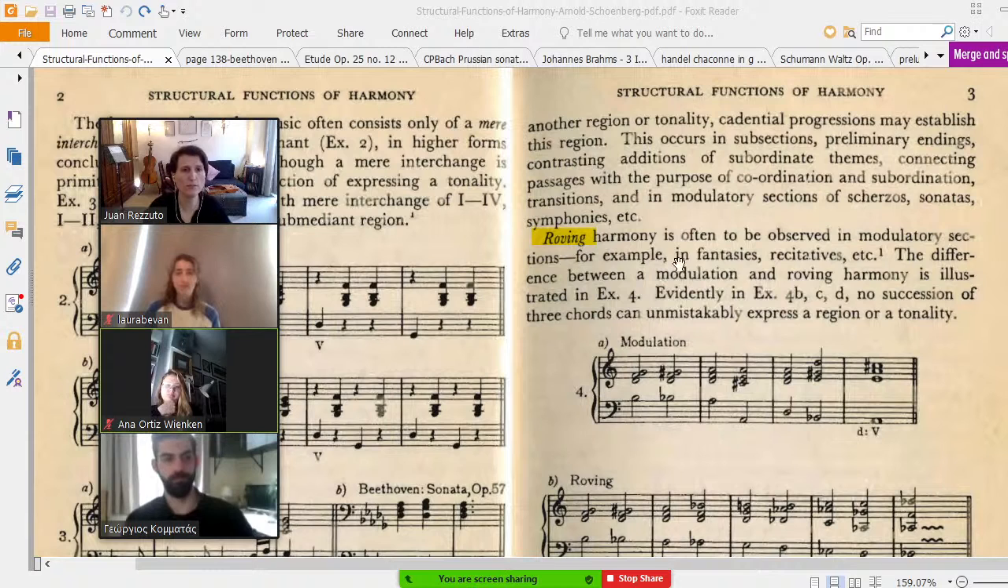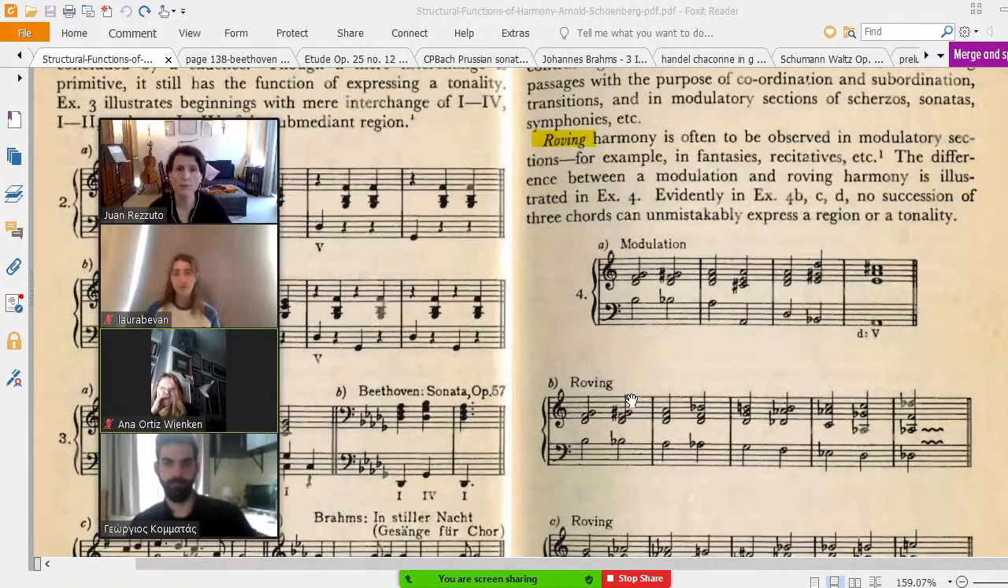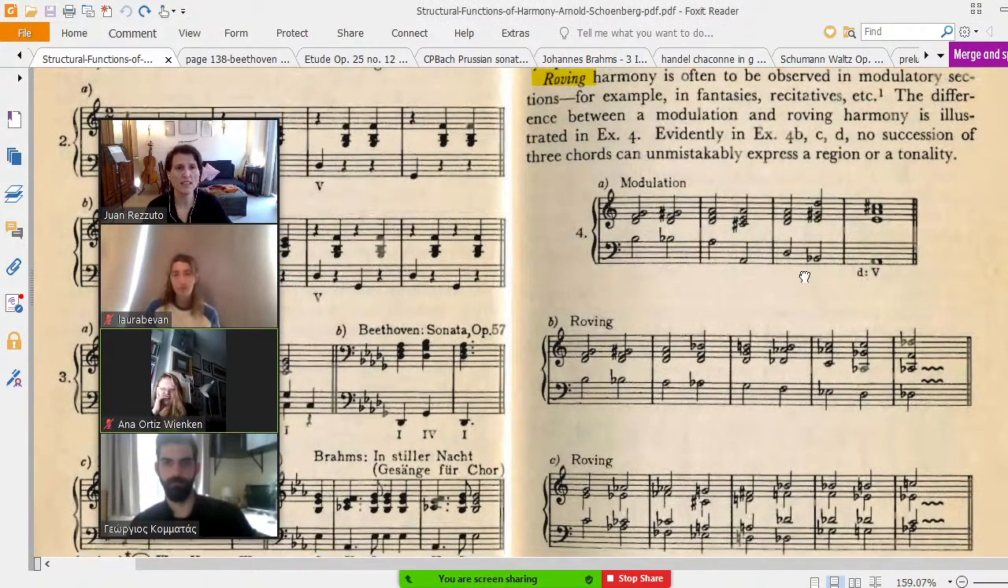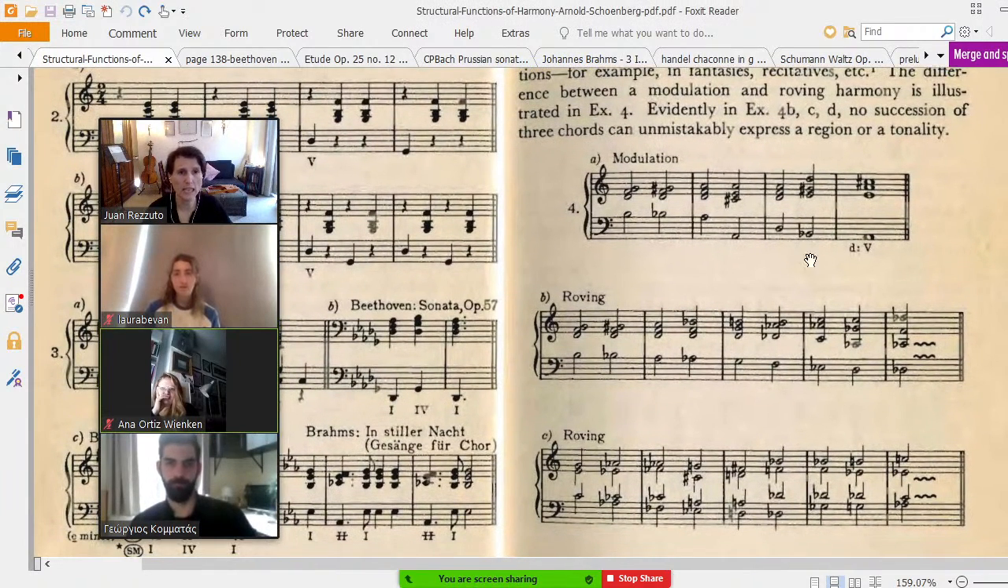Roving harmony is often to be observed in modulatory sections, for example in fantasies, recitatives, etc. The difference between a modulation and roving harmony is illustrated in example 4. Evidently, in example 4, B, C, D, no succession of 3 chords can unmistakably express a region or a tonality. So, what's the difference? Modulation.